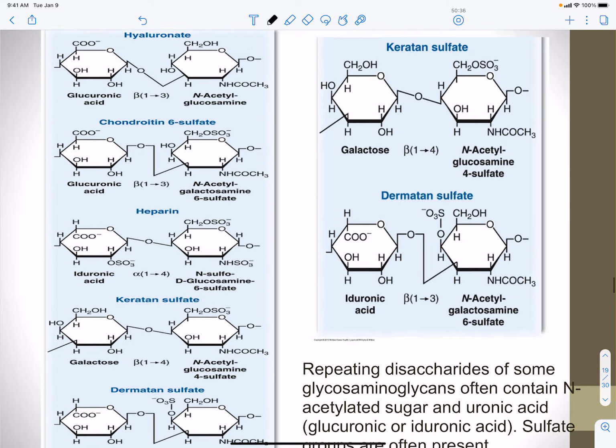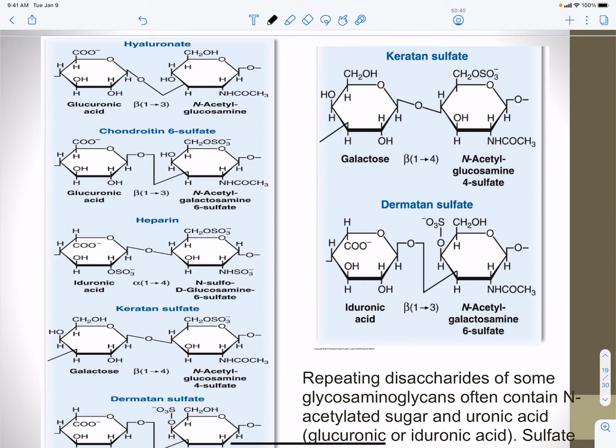Now, here's some examples of our repeating disaccharides. Some of these are going to be well known to you. Hyaluronate is very important. Heparin is important. Keratan sulfate, dermatan sulfate. And so you're going to have an acetylated sugar with that acid, and then the sulfate groups, again, are also going to be present to add more negative charges.